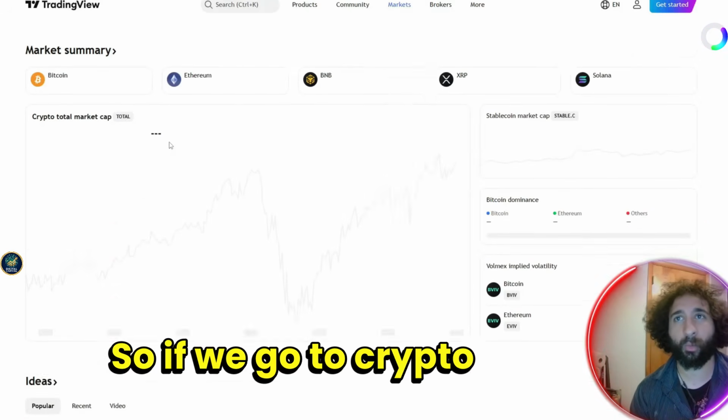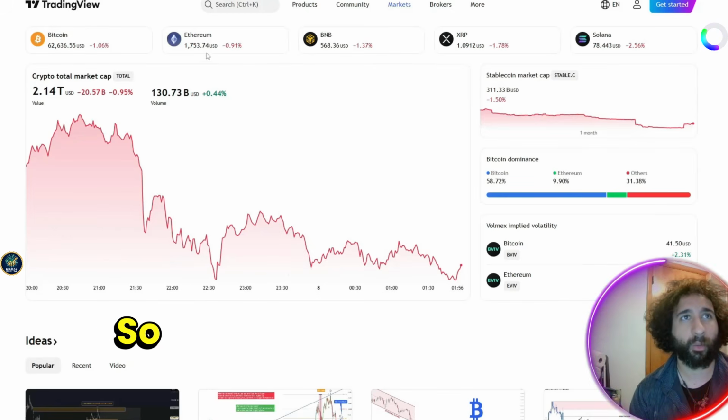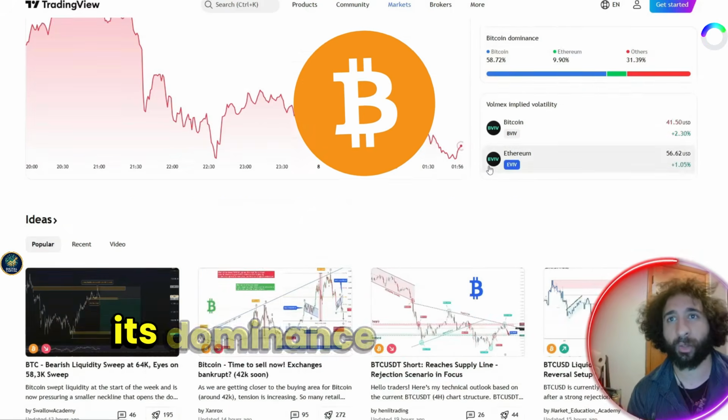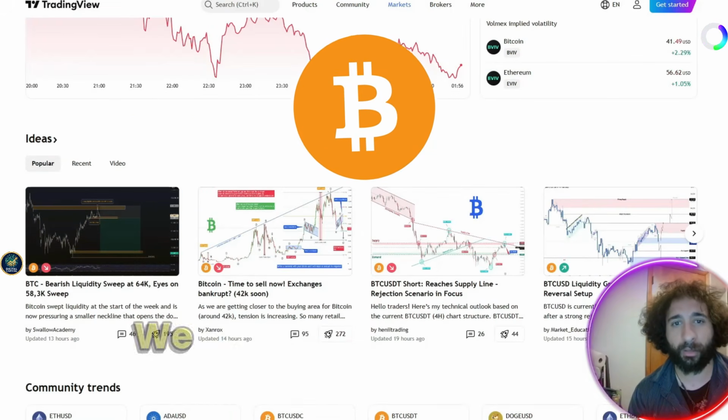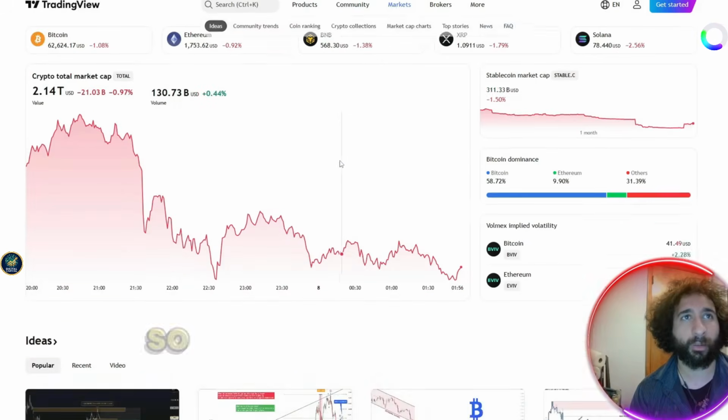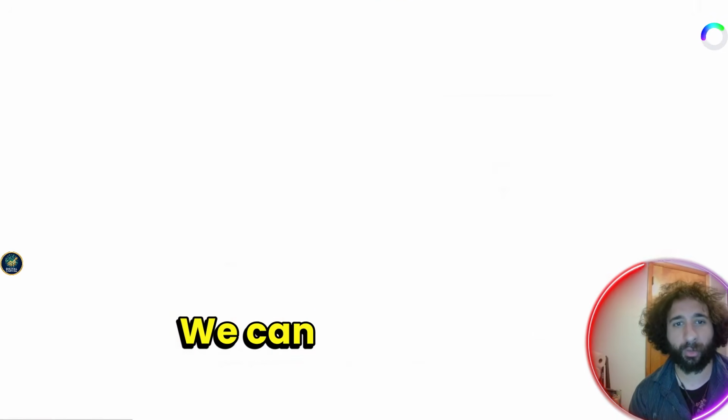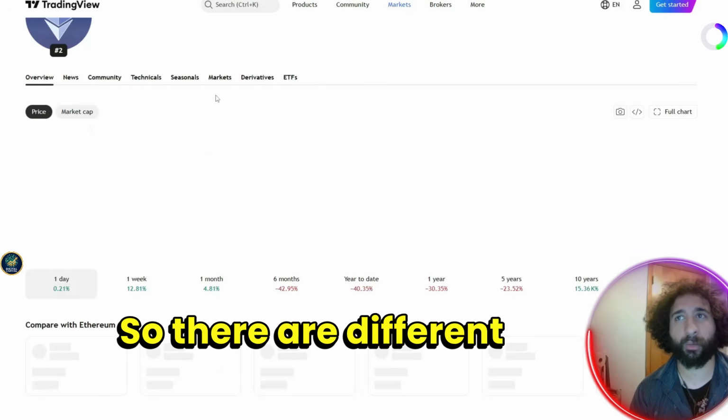So if we go to crypto market, then we can get an overview. So we can see what's going on with Bitcoin, where its dominance is, and where all the information is. We can sort of see what's happening with the coin. So it gives us a screener for one. We can do the same with Ethereum as well. So there are different ways to look at this.